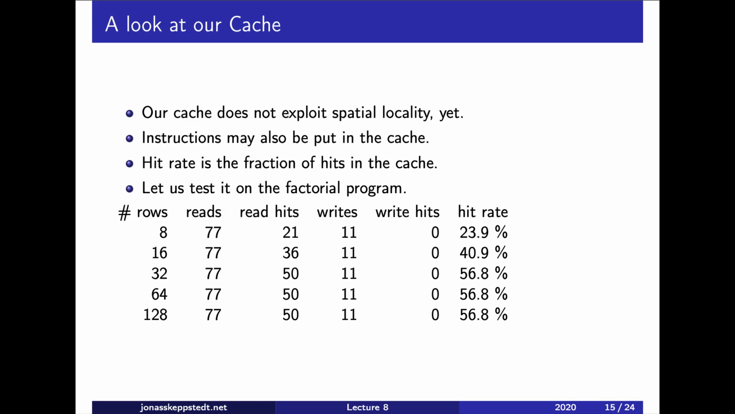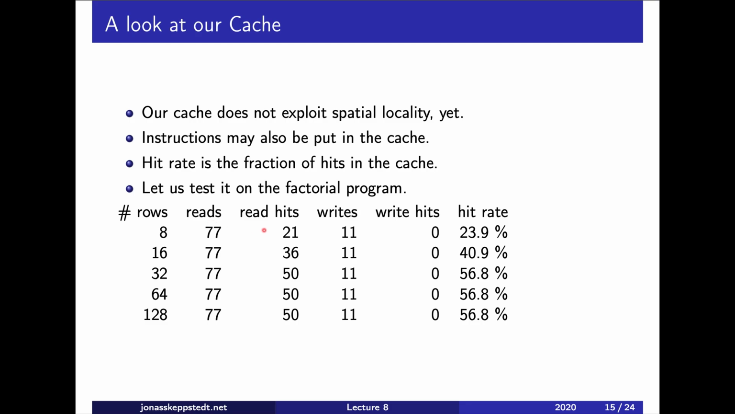So that was that. If we run the factorial program, which computes 5 factorial, with the machine.c updated to have a cache like this, then we can count the number of read hits and write hits, and also the number of reads and writes. So this program performs 77 reads and 11 writes. Most of the reads are instruction reads.